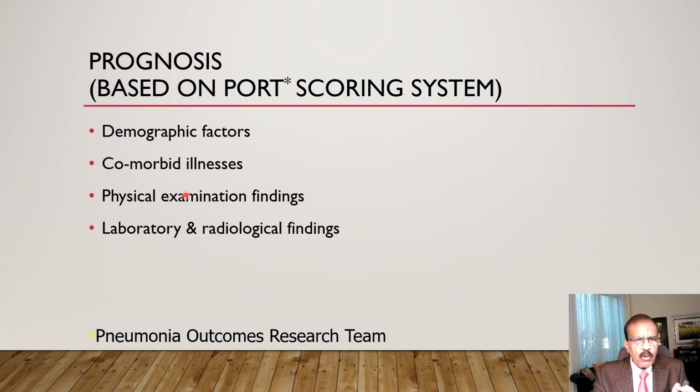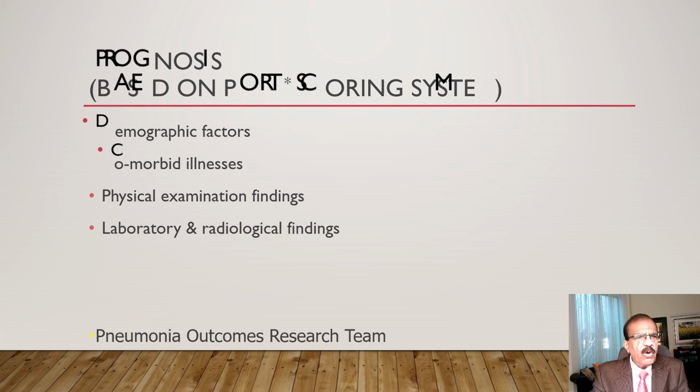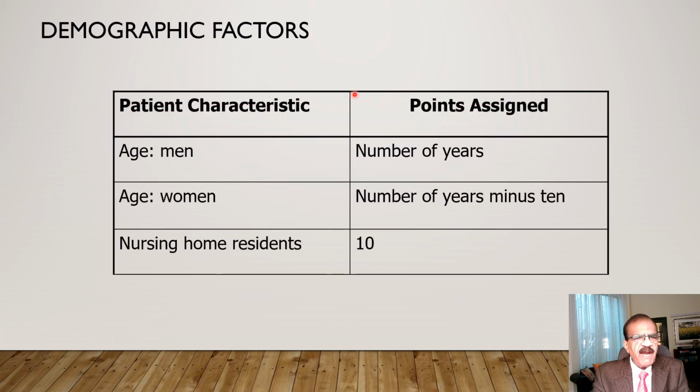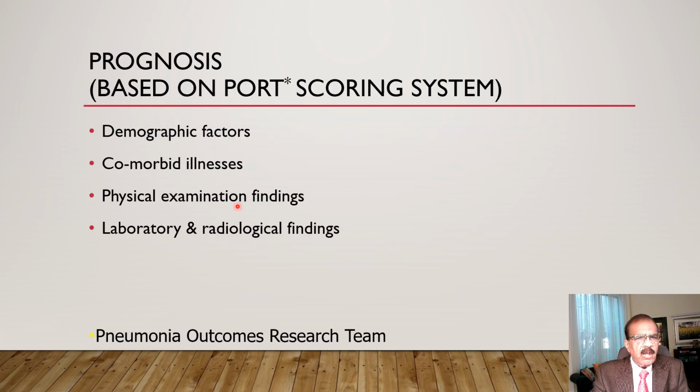Now, very briefly, I will not go into the details because I think that will take me beyond the scope of my lecture. So I will very briefly mention these four things. First of all, the demographic factors: you have to consider whether the person is male or female, and accordingly you give a certain number. So for men, just give the number of years as age. For women, number of years minus 10, and for nursing home residents, you give 10 points. All these points actually add up to give you the final score, which determines the prognosis. Now, this is another thing, prognosis based on PORT scoring system.